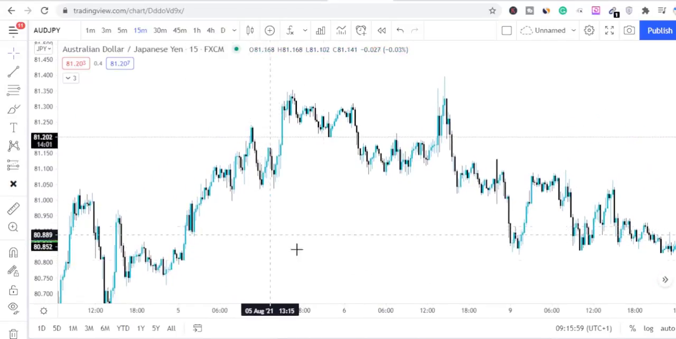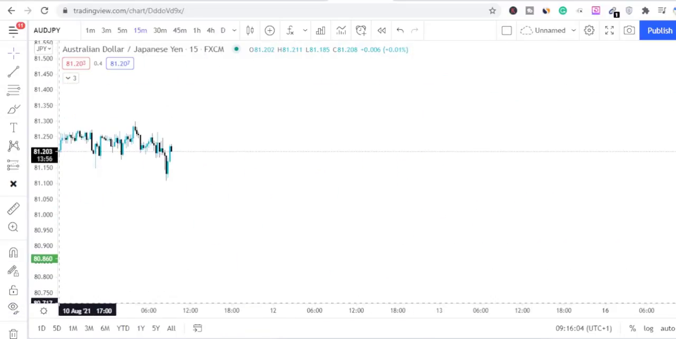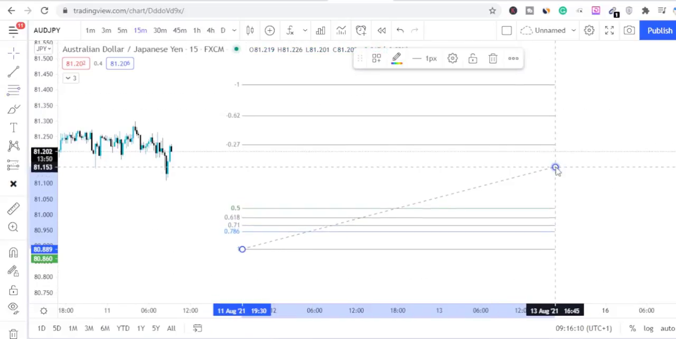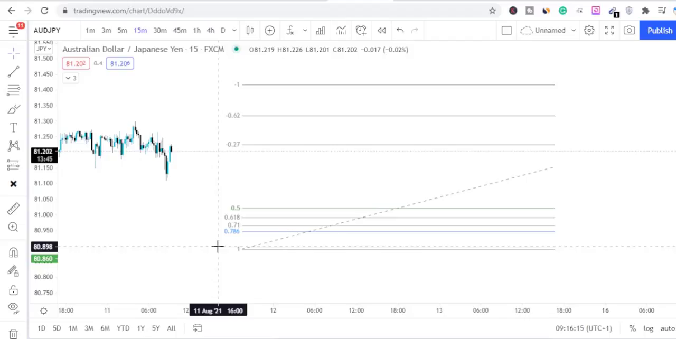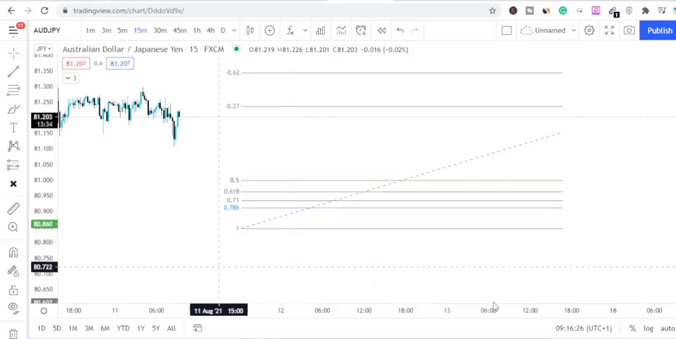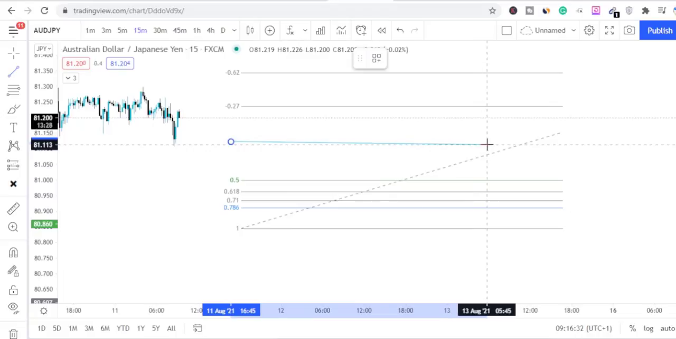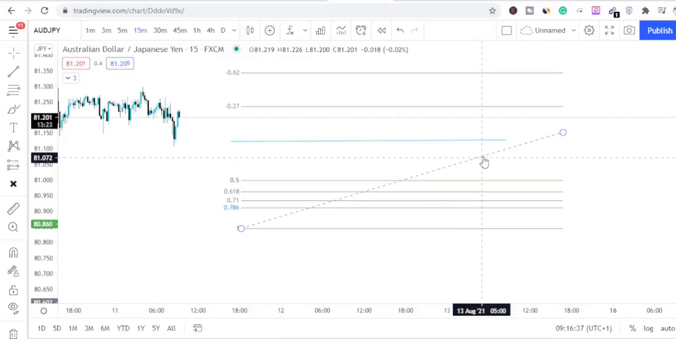Okay, so when we talk about discount and premium levels, the best tool to use is the Fibonacci retracement tool. The Fibonacci retracement tool is the best tool to use when we talk about discount levels. And the discount level is the level below the 50%. So let's say that this is the 50%. Let's assume that this is the 50%, right? I'm going to assume that that's the 50%.